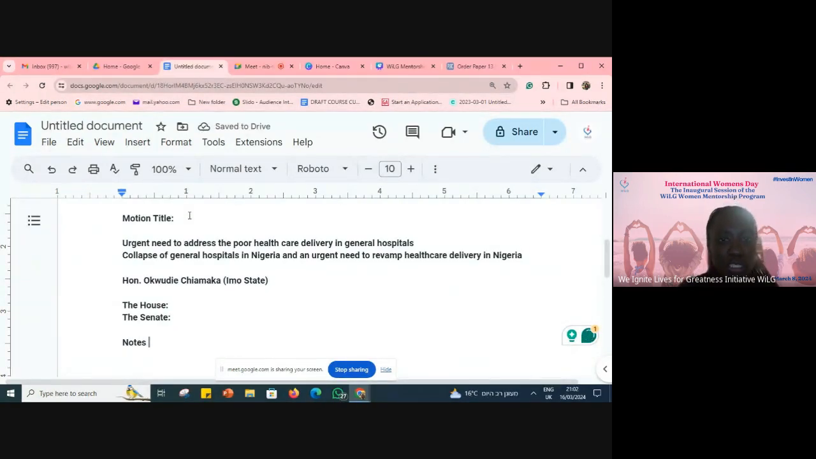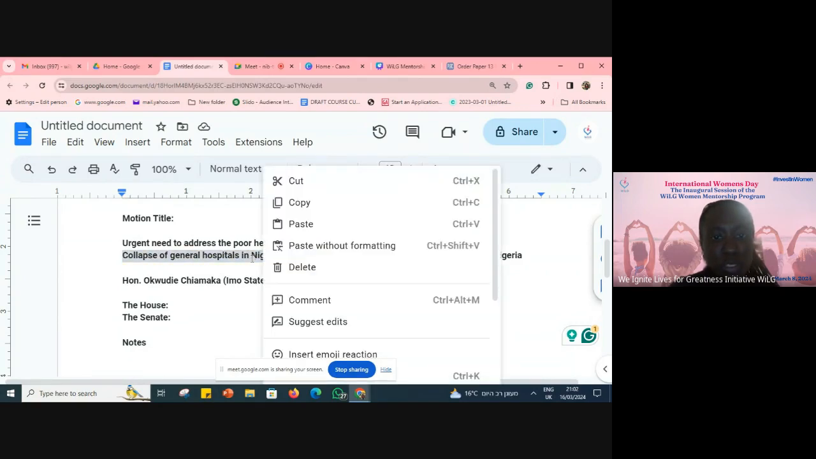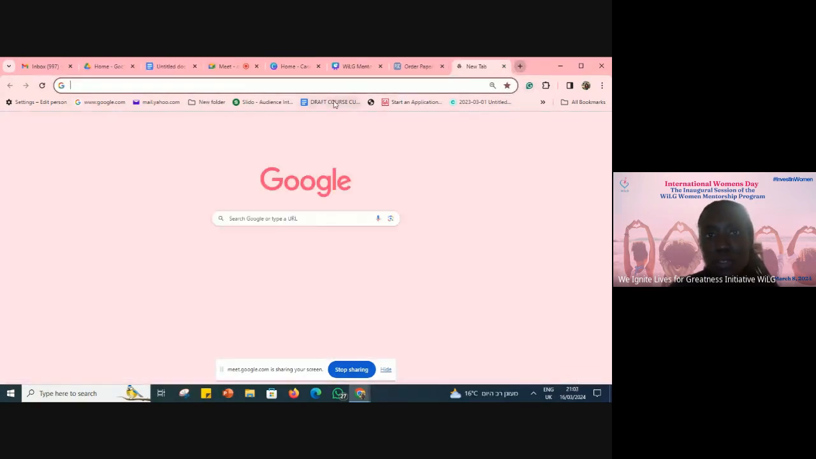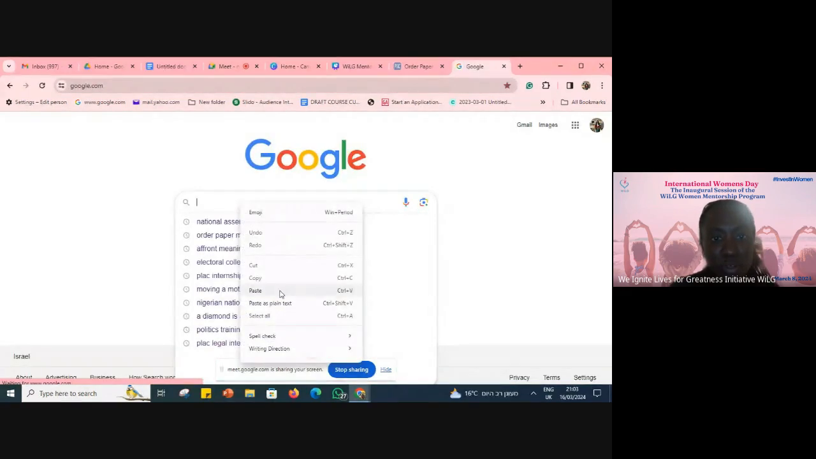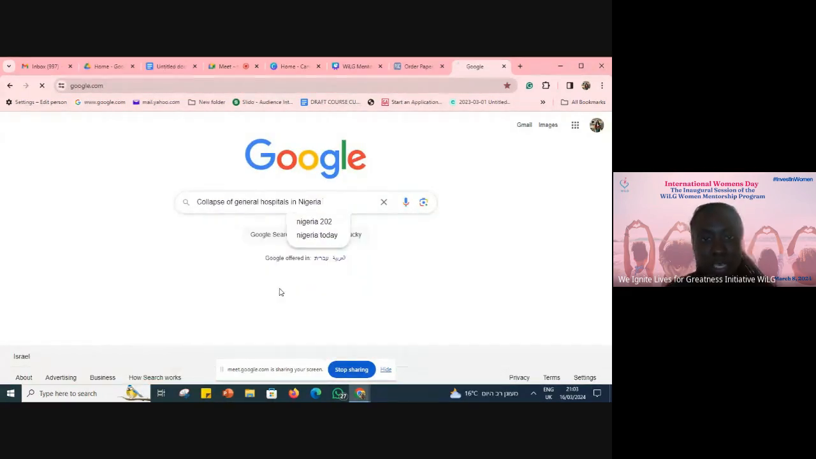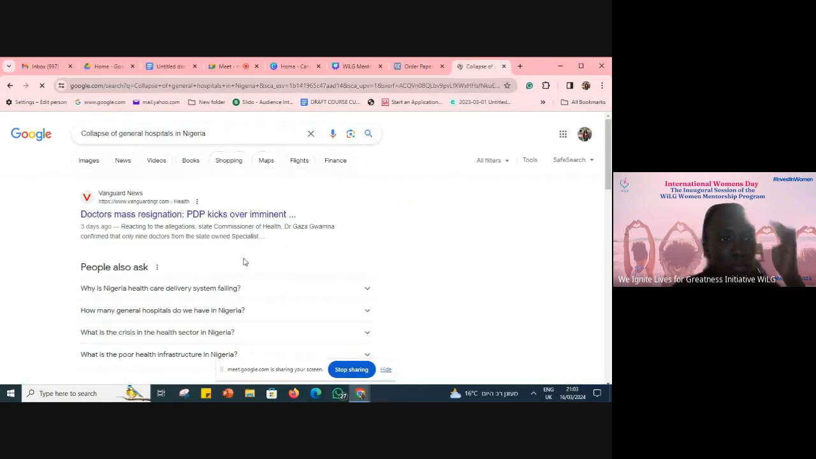What you should do is, this is where you say you research. Because you can't come to just tell them, oh, we have poor health care, they are not delivering. You go and you search, right? Google is your friend. So you can just put collapse of general hospital in Nigeria. Let's go to Google and do that. So always search, because you want to be using informed news.